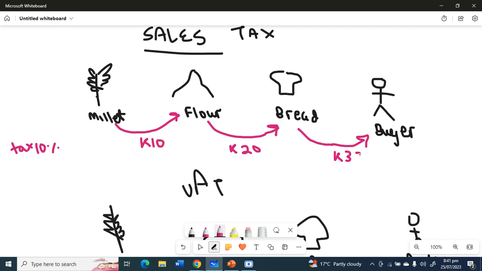All right. 30 kwacha, they are going to keep. The other 3 kwacha will be given to the government. All right. That's why I said indirect taxes. This way, the seller collects the tax for the government. All right. Any questions before we go to value added tax system?